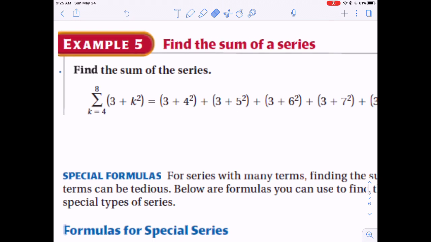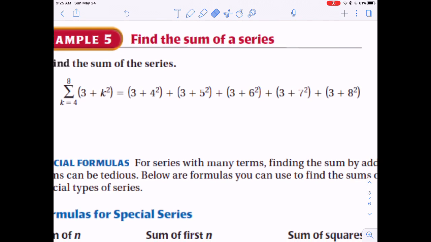So let's start. I'll erase this part here, and it shows you all of that. You go from 4 to 8, as it's done in the summation notation, and you square that number along the way, and then you add 3 to each of those, and then add it all up. So it's a pretty big number and quite a bit of work, but I'll do it for you as quick as possible here.